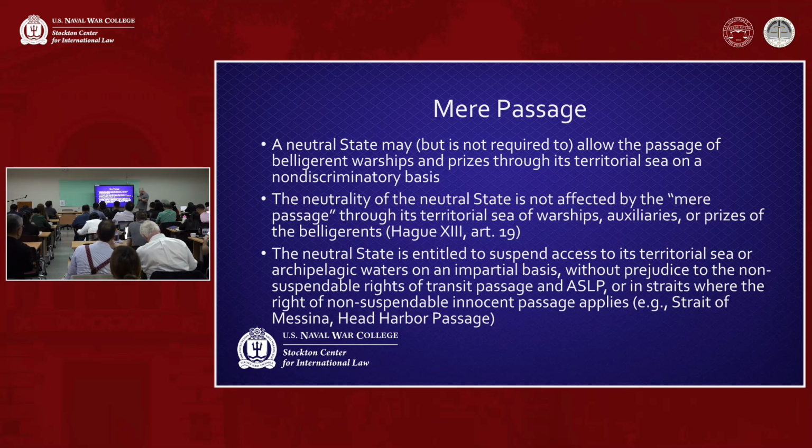Alternatively, the neutral can suspend access to the territorial sea or archipelagic waters as long as they do so on an impartial basis. So they can't say, state A, you can't come into my territorial sea, but state B, you can come into my territorial sea. That's not permissible. If they're going to open the territorial sea or their ports up, they have to do so to both sides of the conflict.